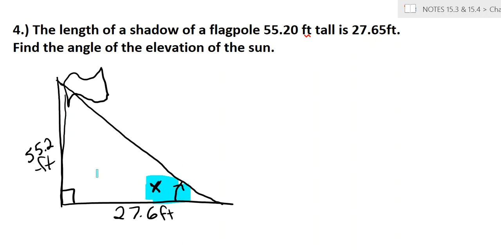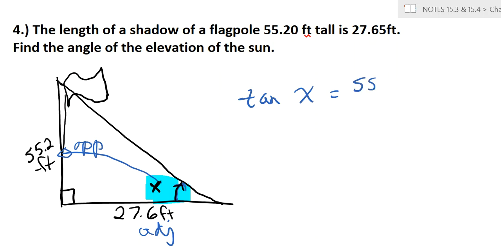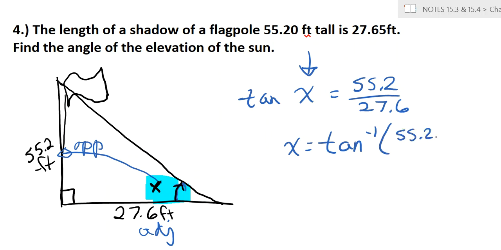That's right here. Again, we're seeing what's given and how it relates. This is opposite. This is adjacent. That should be tangent. So tangent of my angle of elevation, again, going up, is going to be 55.2 over 27.6. Now, if you remember how we found the missing angle, what we're going to do is we're going to do arctangent of 55.2 over 27.6. That will give you 63.39 degrees.